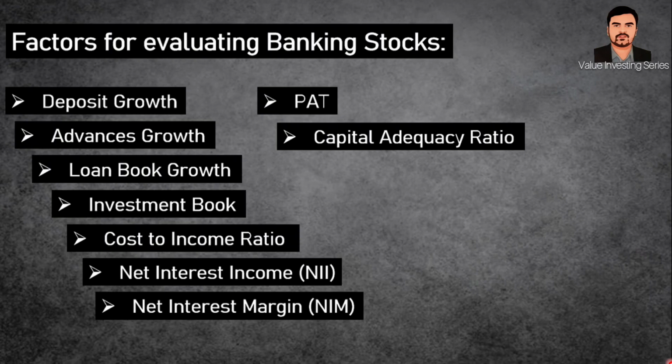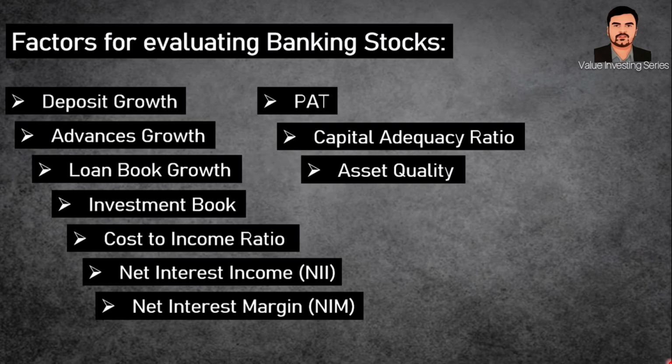So this capital adequacy ratio is decided by the central bank, in our case in India it's RBI, to prevent commercial banks from taking excessive leverage. That's why this capital adequacy ratio is to be maintained by the banks.